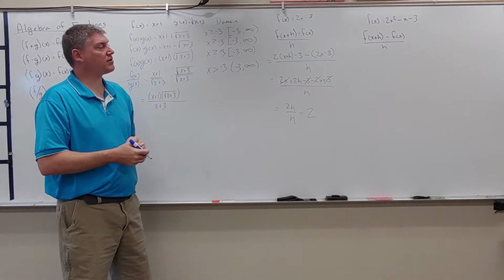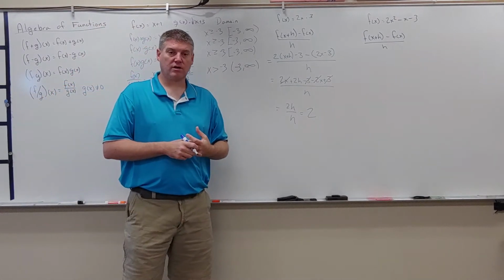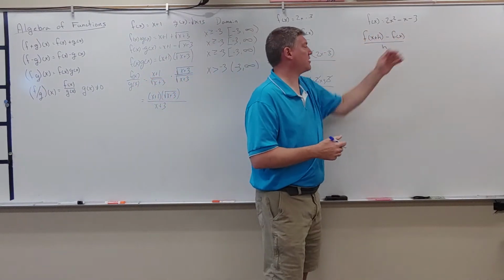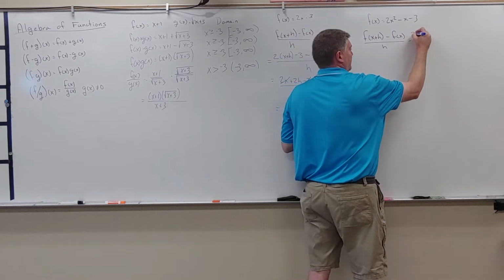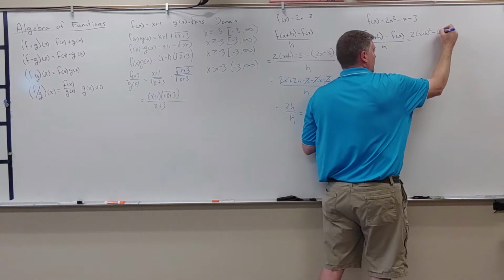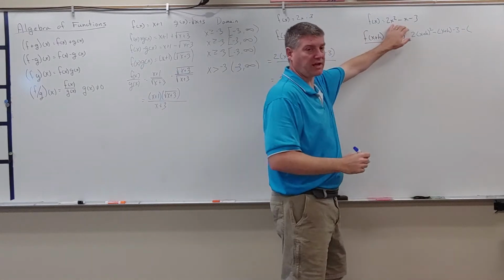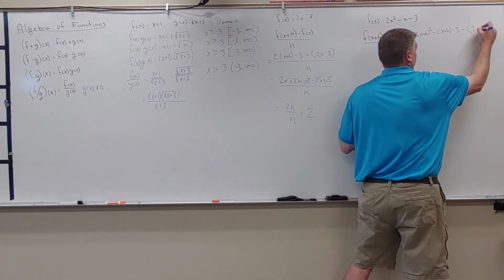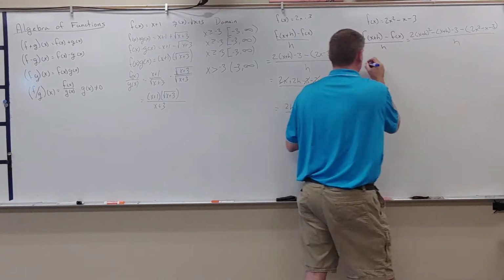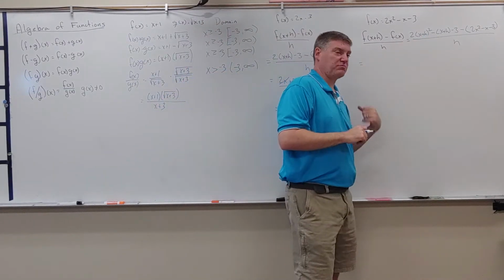Okay. Now the second one is a little harder because I do have a larger function up there, more terms, so to speak. So I have 3 terms up here. So now when I plug this in, I have 2 times the quantity x plus h squared minus the quantity x plus h minus 3 minus, now I'm going to put this whole thing in parentheses by itself, 2x squared minus x minus 3 all over h.